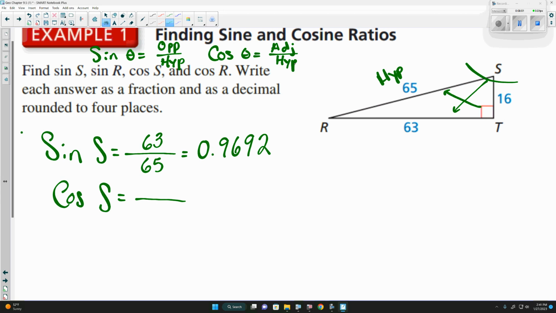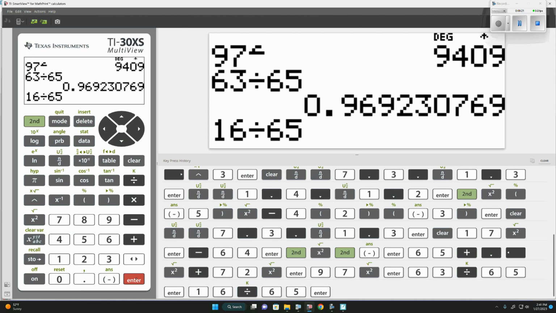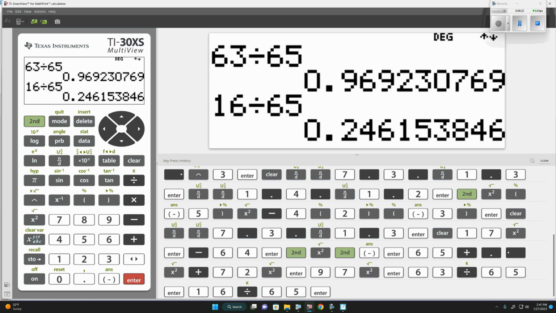So if 63 was opposite, what's going to be adjacent? It's going to be our side length ST, or 16, because it's right next to that angle. And the hypotenuse is still 65. And again, we can take the calculator and do 16 divided by 65 and get 0.2462.